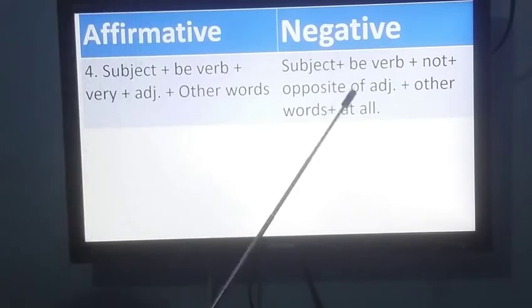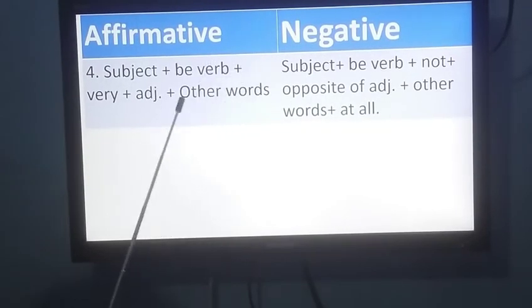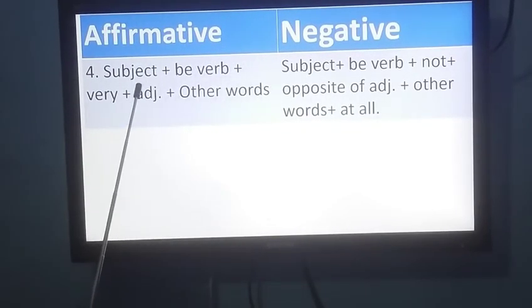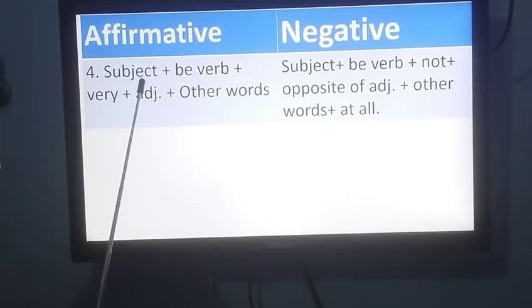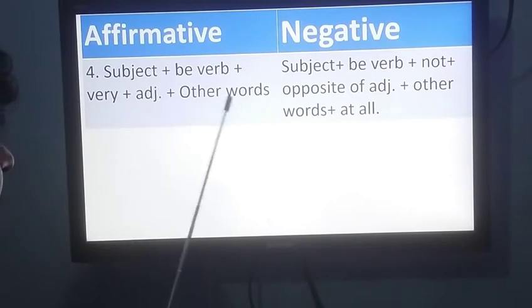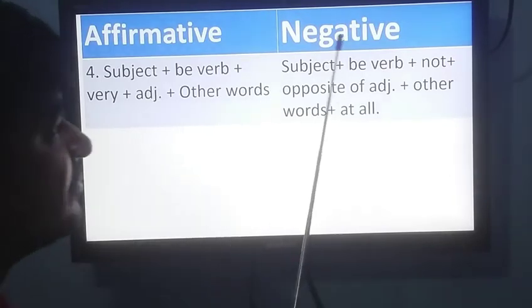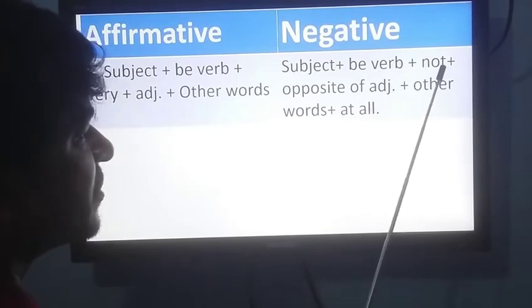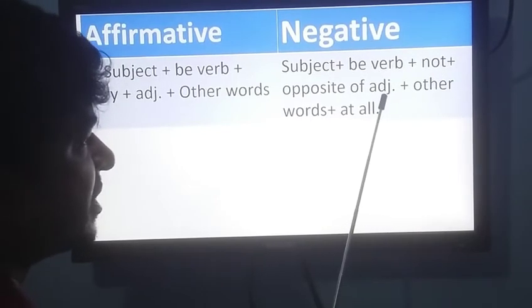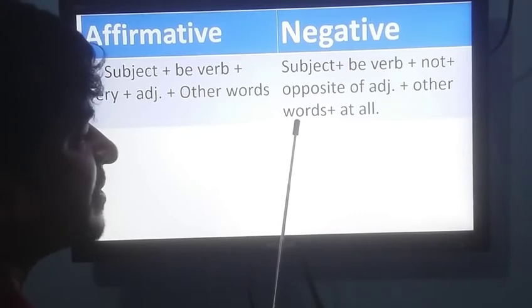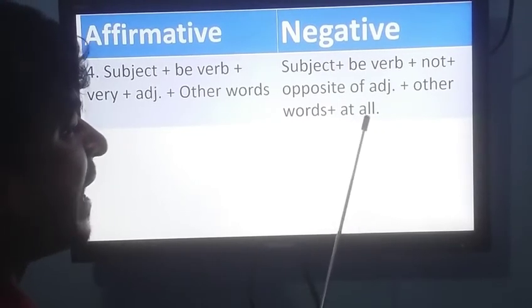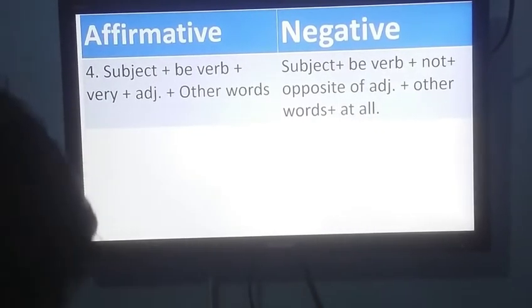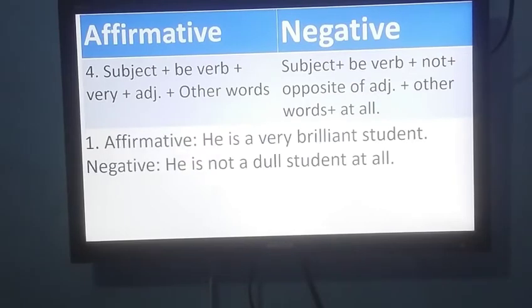In affirmative sentence, if you get a sentence follows this structure, subject, be verb plus very plus adjective plus other words of the sentence. If you want to make it negative, you have to use subject, then be verb, then you have to use not, then opposite word of adjective, then other words of the sentence, then you have to use at all. Okay, now take example.